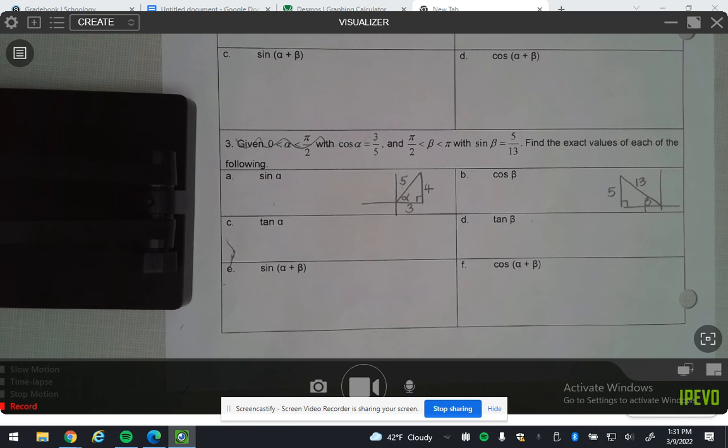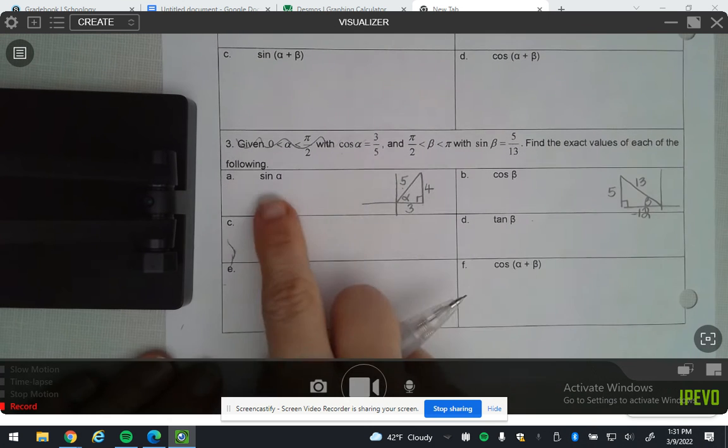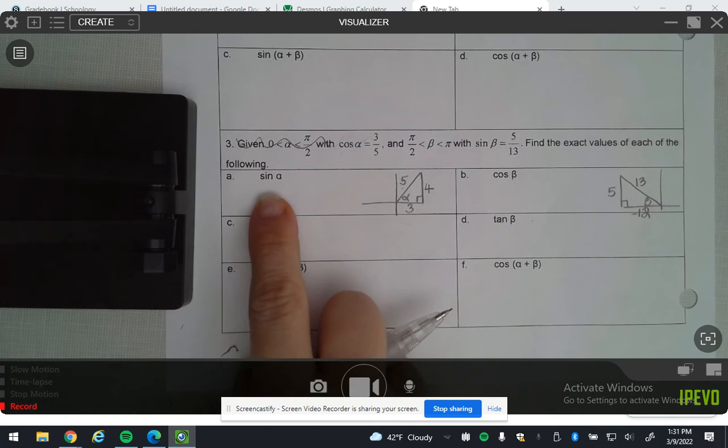Does everybody remember when we did this? Do you see how everything's coming back together? It's crazy. Negative 12. Now let's answer. What is the sine of alpha? 4 over 5.